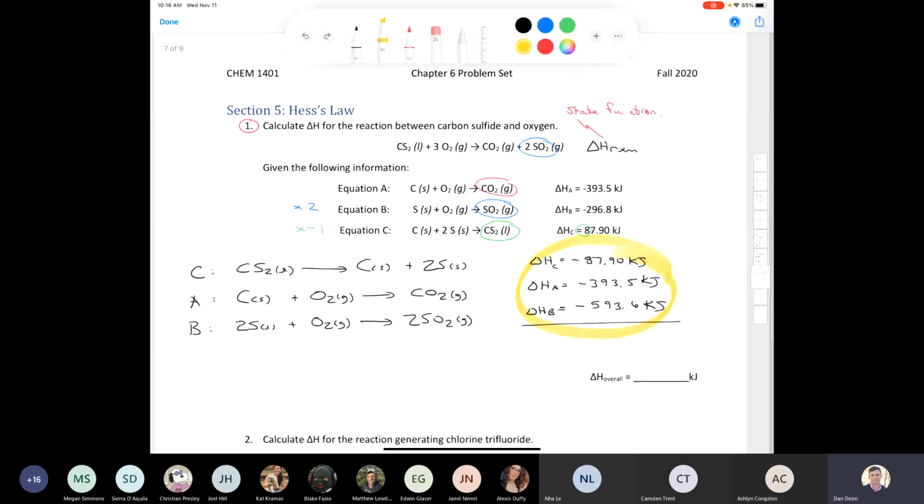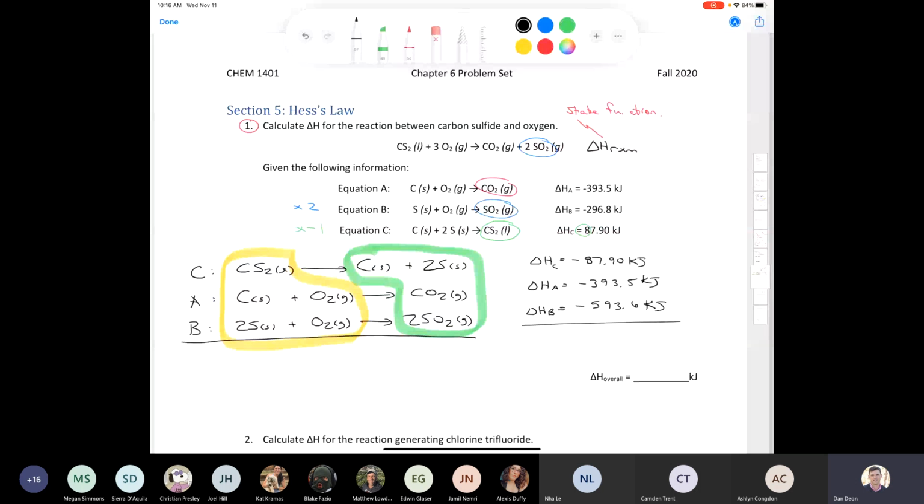Now, before I start tallying up delta H's and just skip to the end and write down the final answer, let's be sure that I manipulated my equations correctly. So I'm going to tally up all 3 of these, right? I'm going to look at the reactant side, everything that's a reactant, and then the product side, everything that's a product, and anything that's the same on both of those sides, I can cancel out. Well, looky. What's the same on both sides? Carbon solid is the same on both sides, as is solid sulfur.